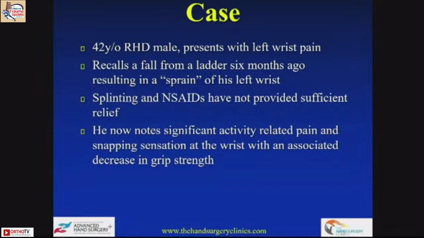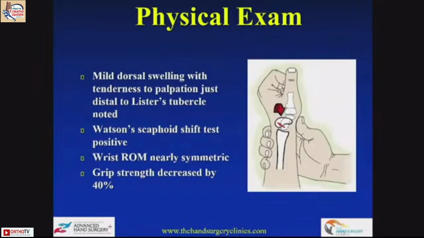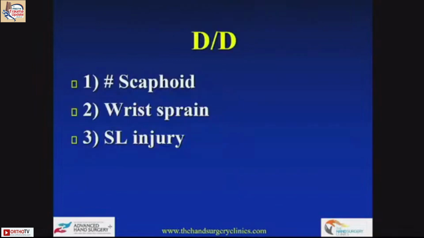This is a 42-year-old right-hand gentleman who presents with left wrist pain. He had a fall and was splinted with some pain medication, and then again he presents with no relief and some kind of a snapping sensation along with reduced grip strength. Physical examination revealed that the grip strength was reduced by about 40% as compared to the opposite side, and the scaphoid shift test was positive, along with tenderness on the dorsal aspect of the scapholunate ligament.